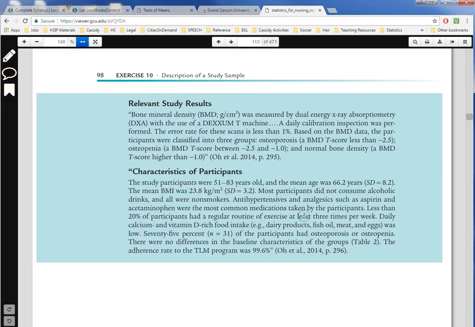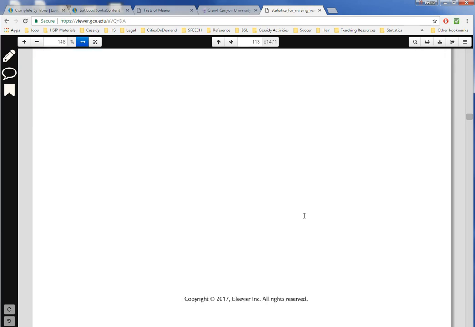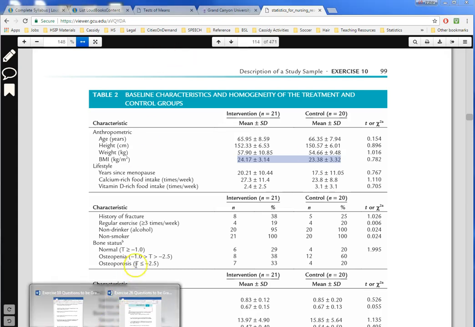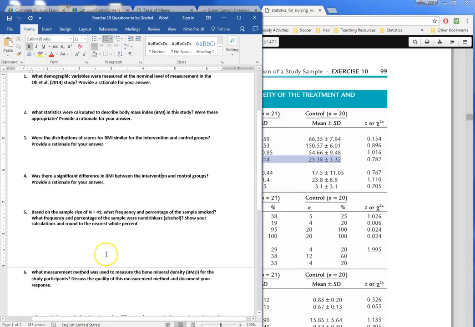Number 3, were the distribution of scores for BMI similar for the intervention and control groups? So we want to read the information and apply it. That's a lot of what these assignments are trying to get you to do. So you look at the BMI for your intervention group and the BMI for your control group. Let's see if I can highlight both of those. So we're going to look at those two. Were they similar? Were they not similar? What do you think? It's just kind of personal opinion on that interpretation of what is being reported.